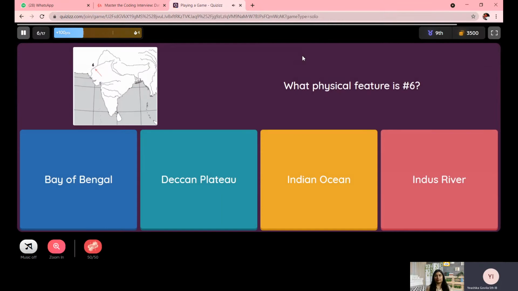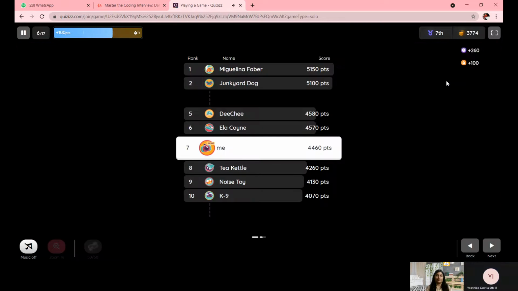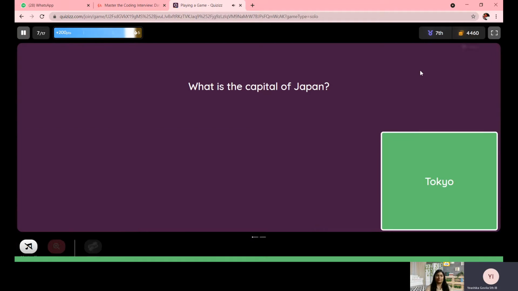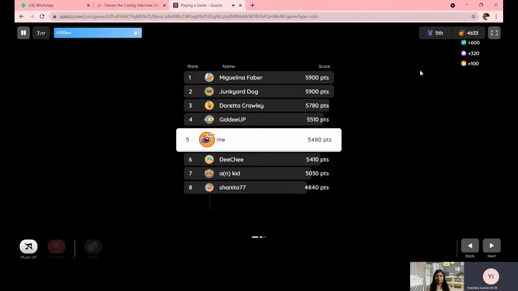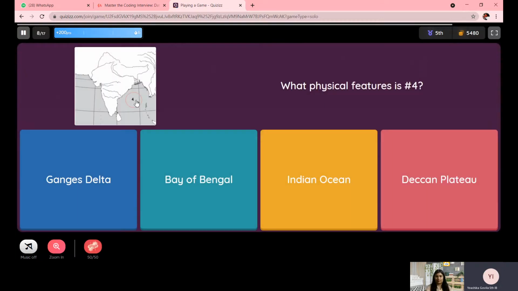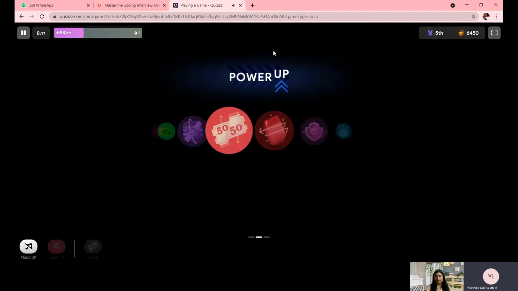What physical feature is 6? 6 is the Indus River, because Pakistan is somewhere there. What is the capital of Japan? Tokyo. Yeah. What physical feature is 4? Is it the Bay of Bengal? Yes. It's below Bangladesh.